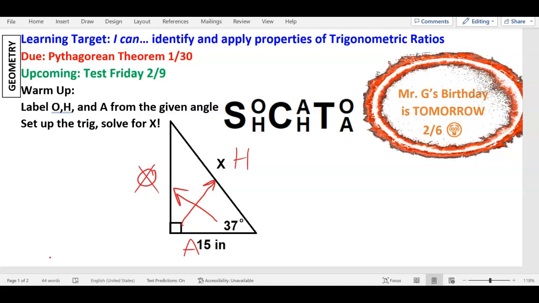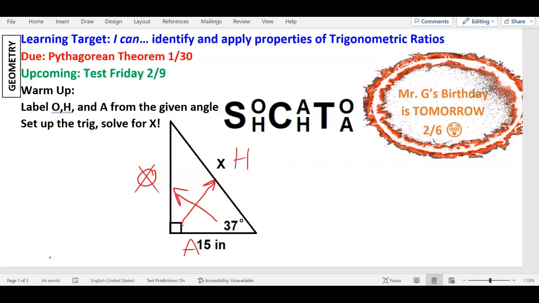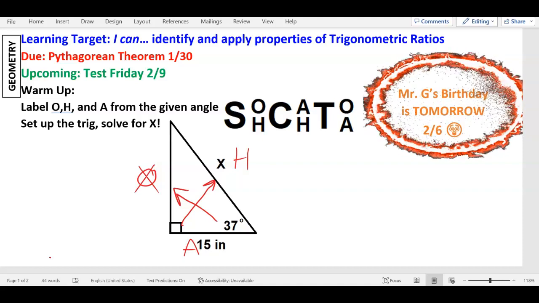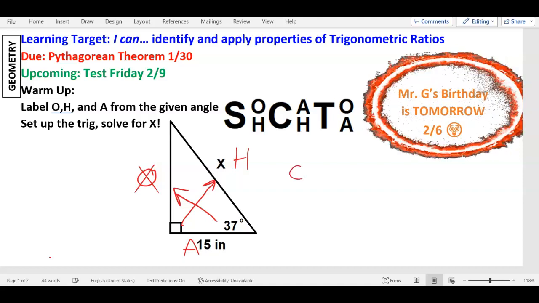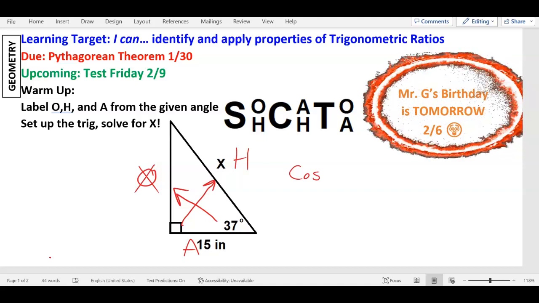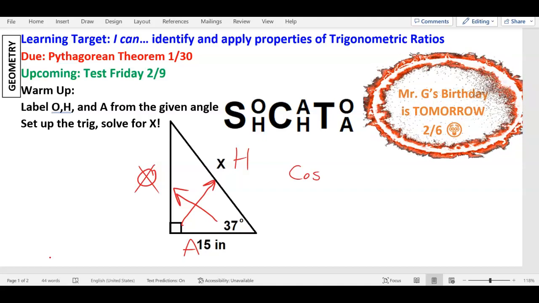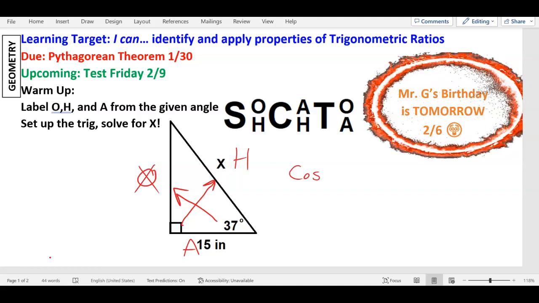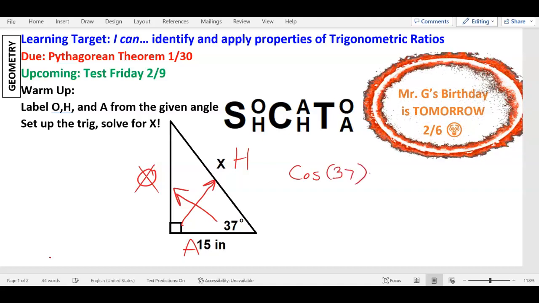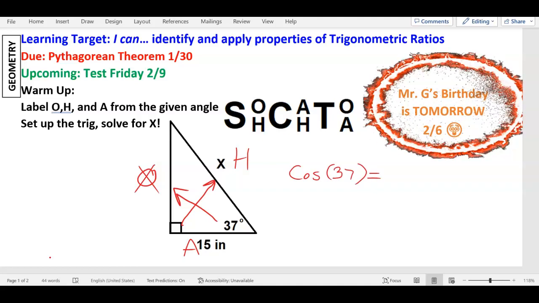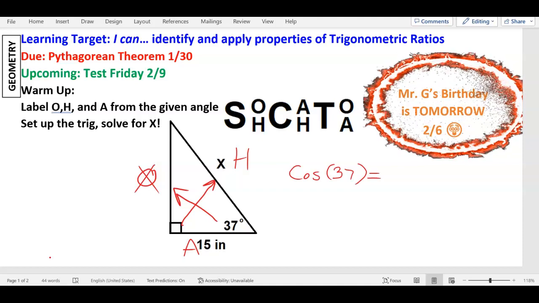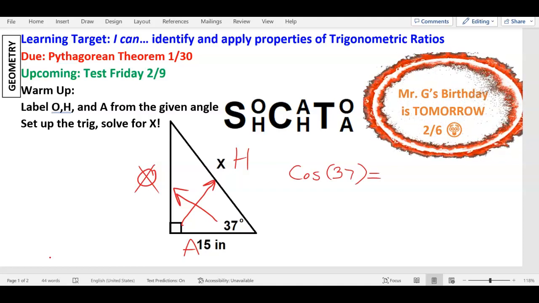Now you tell me, look at SOH CAH TOA. Which one has A and H in the fraction? CAH, right? C for cosine. Go ahead and write cosine. The abbreviation is COS. Cosine, what's the angle that we started at? 37, right? So you write cosine, then you write 37 in parentheses equals, and you got to put that fraction, A over H, right? Now, what is A? 15. H is X. 15 over X.